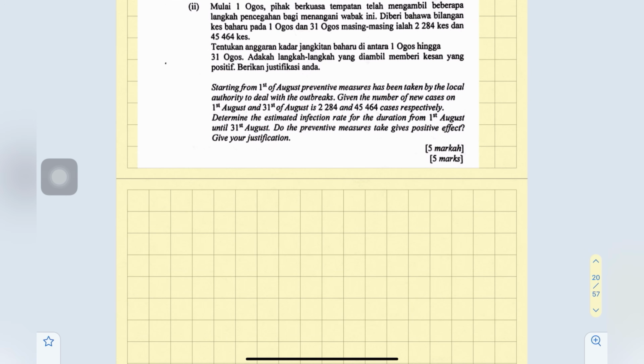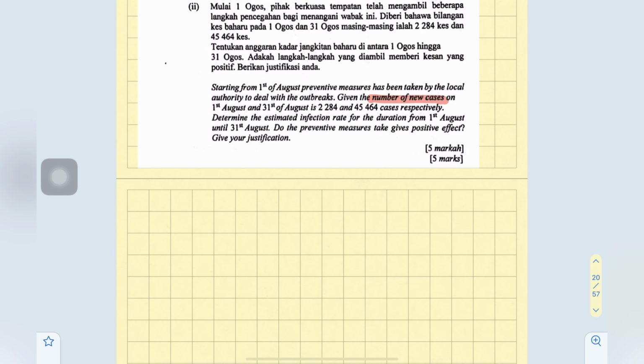B2. Starting from 1st of August, preventive measures have been taken by the local authority to deal with the outbreaks. Given the number of new cases on 1st August and 31st of August is 2,284 and 45,464 cases respectively. Determine the estimated infection rate for the duration from 1st August until 31st August. Do the preventive measures taken give a positive effect? Give your justification.